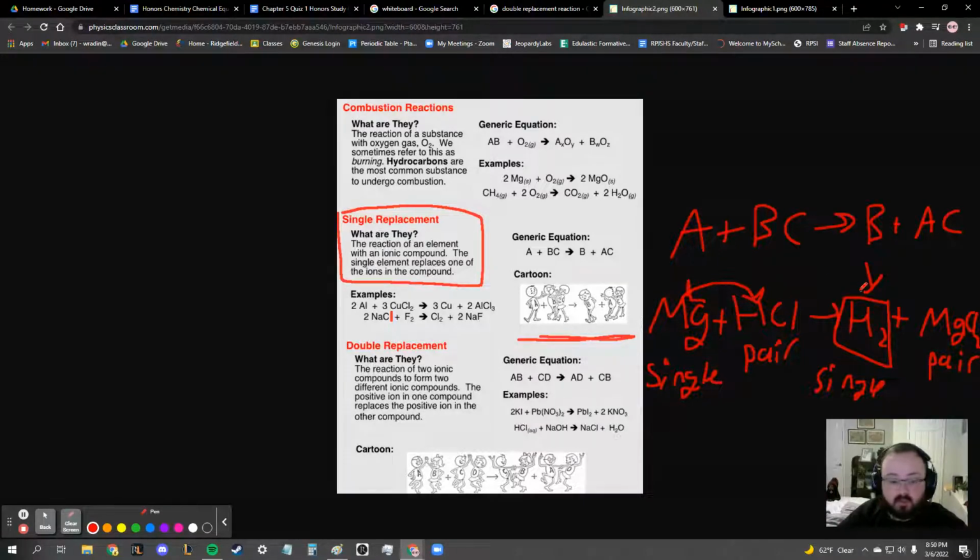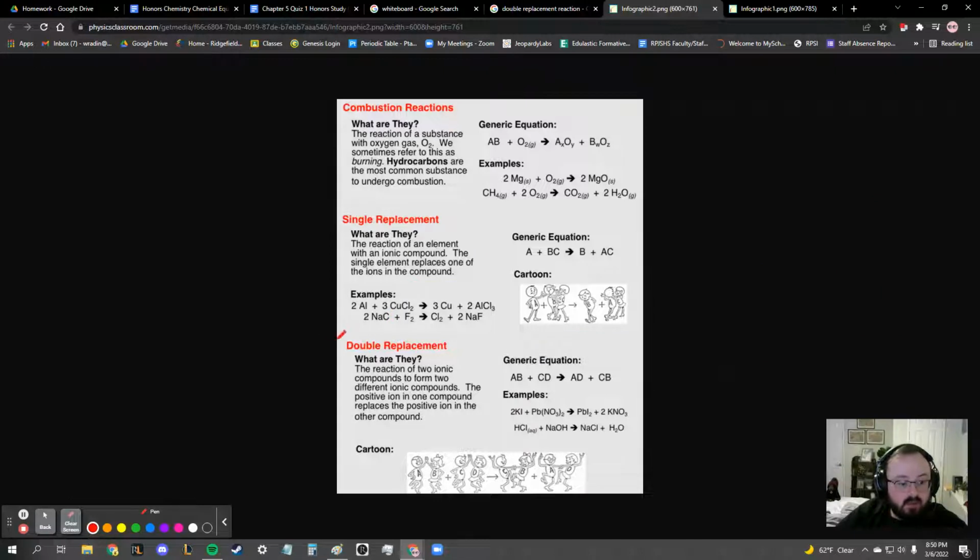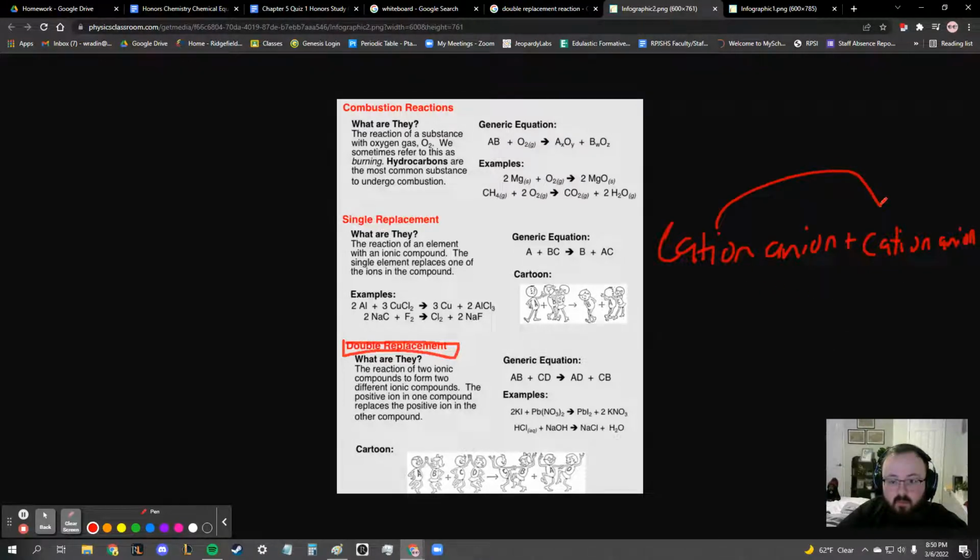It's just hydrogen. And lastly, we have double replacement reactions, which again is mostly going to be positive ions for the most part. And you're just going to see your two cations swap places. You have a cation and an anion, plus a cation and an anion, and two ionic compounds, and they're going to swap places.